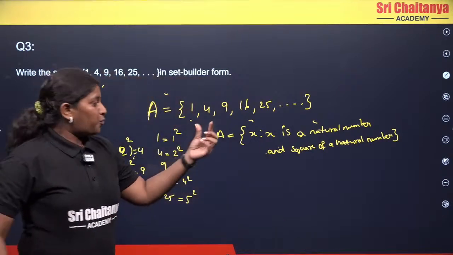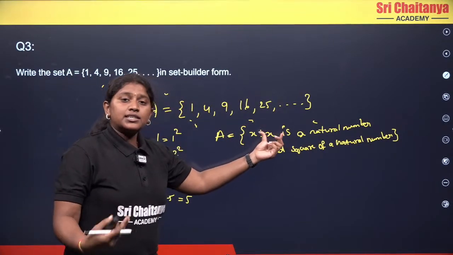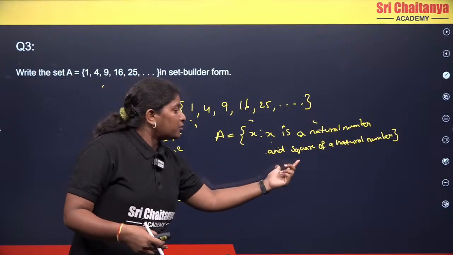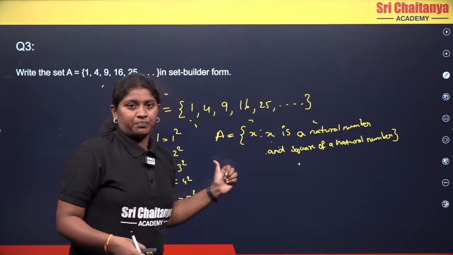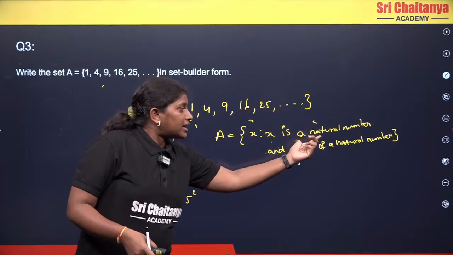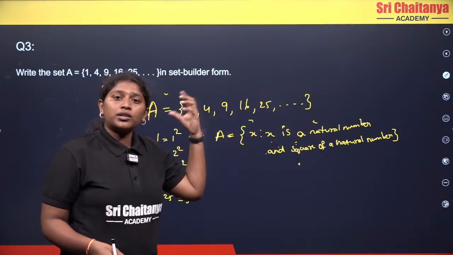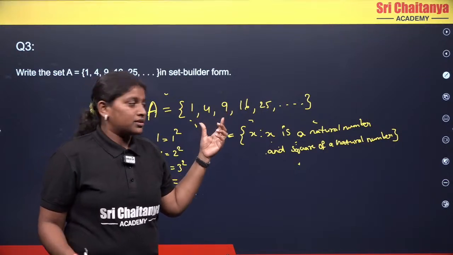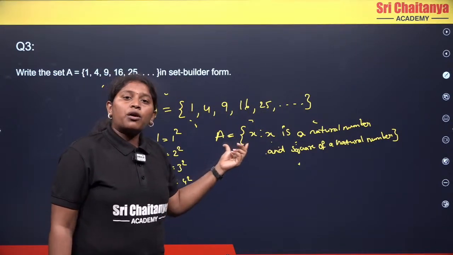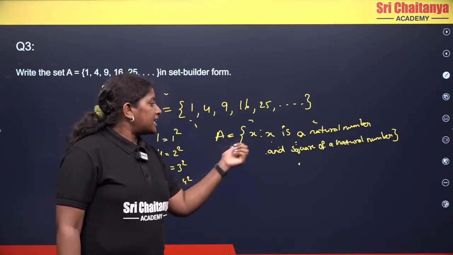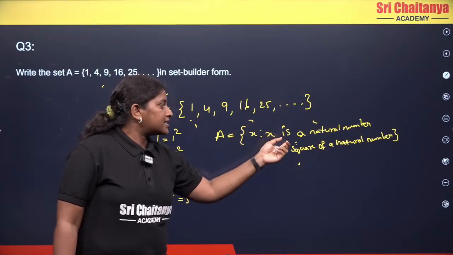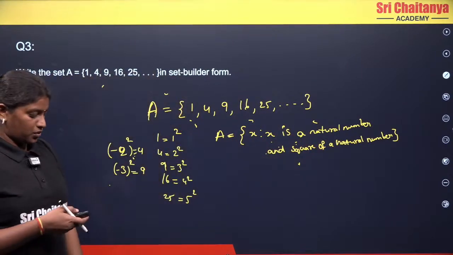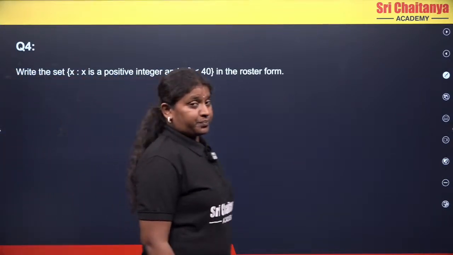So here we are saying what is the number family of the considered variable, and we are going to say what is the property between them. So clearly we are going to take it as the natural numbers, as 0 is not there in the given set. So we are not considering it as the integers. Okay. So the set builder form for the given question will become A is the set of x where x is a natural number and it is the square of a natural number. Okay. Now let's solve the next one.